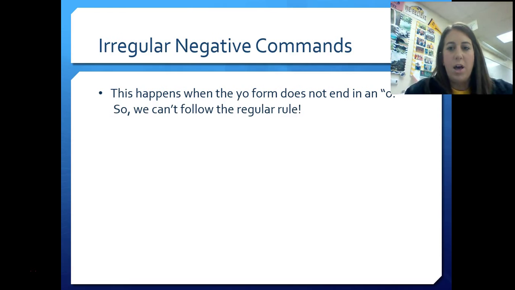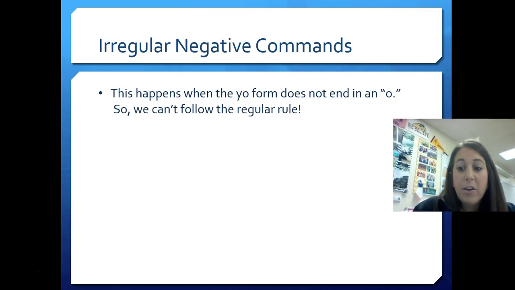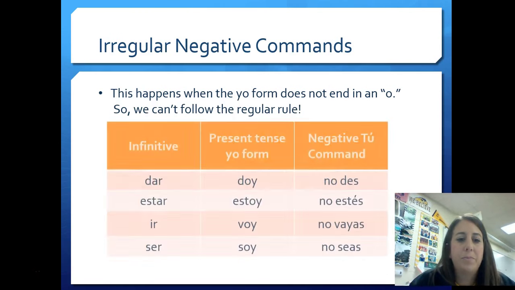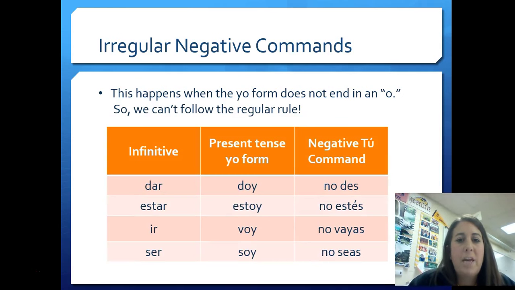Alright, so of course I'm going to move myself back down again. So of course we've got some irregulars in our negative commands as well. This happens when the yo form doesn't end in an O, which makes sense. So we can't follow our regular conjugation pattern. So here are our irregular negative tú commands.